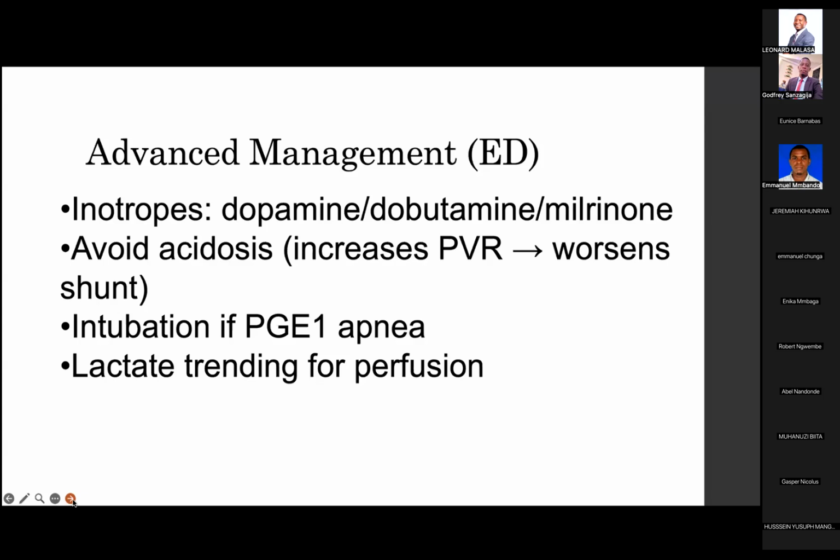Advanced management, obviously, is the same thing. If the patient presents with cardiogenic shock, you're going to start with dobutamine or milrinone. And you want to avoid acidosis because acidosis increases the pulmonary vascular resistance. Similarly, hypoxia does the same, and hypercapnia does the same. So you have to avoid those things. Intubation: if you give prostaglandin E1 and the patient goes into apnea, then you intubate the patient. And it's all about the trends in the ED, or even in critical care. So you think about the lactate trend for perfusion.